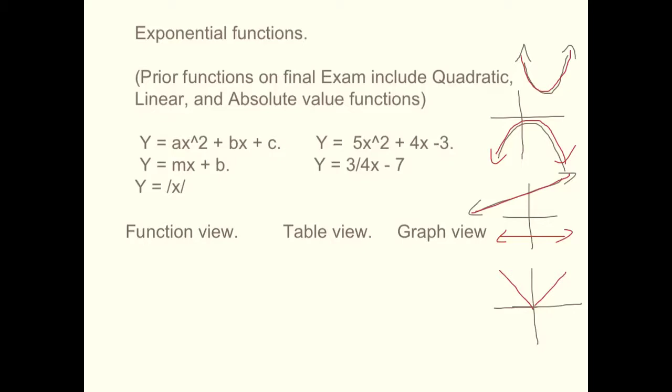It's also important to note that the slope is constant on these linear equations. The slope is ever changing in a parabola. The slope on an absolute value equation is going to be constant until you get to the vertex, and then it's going to be the opposite slope after the vertex. So now when we get to exponential functions, there's something that's different.